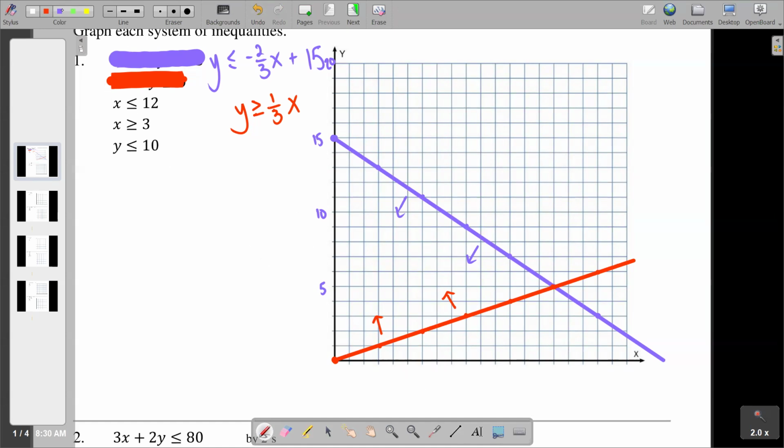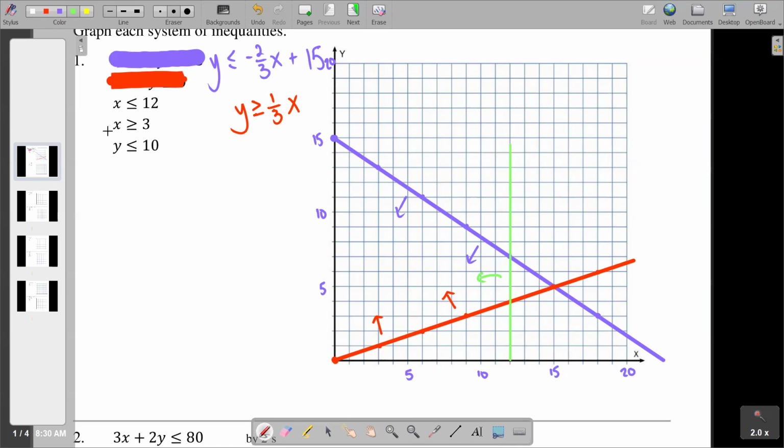And now x only is a vertical line. So I'm going to go to 12, and I don't have my x-axis labeled, so I'm going to do that. So I'm going to go to 12 and make a vertical line like this. Correct, yeah, to the left, right? And so I don't need any extra arrows above or below. I really only need to worry about the region that I know it's going to be in.